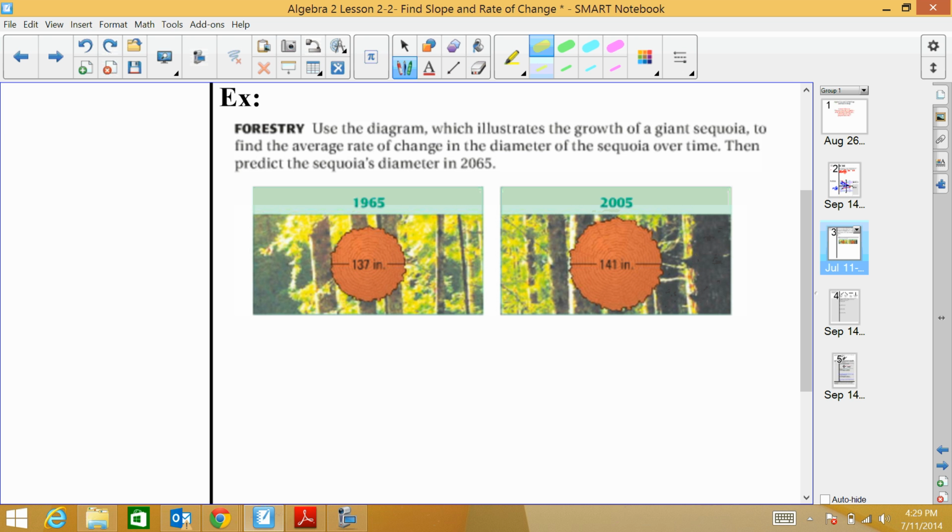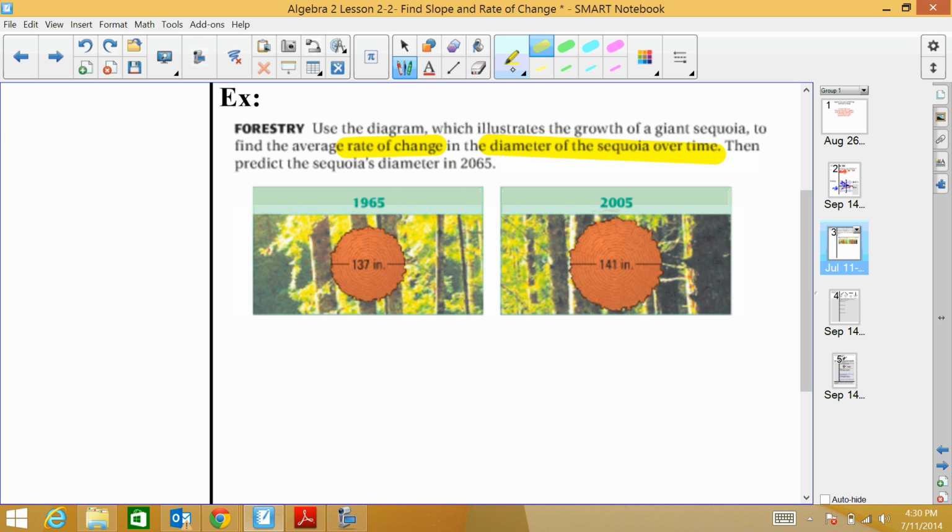It says use the diagram, which illustrates the growth of a giant sequoia, to find the average rate of change. So we're finding the rate of change in the diameter of the sequoia over time. That's the first part of the problem. Then it wants us to predict the diameter in 2065. So we know that there's a change in a y value compared to a change in the x value. Well, it's telling us to find the change in the diameter over time. So we're going to use the diameters and we're going to use the time to find our rate of change.